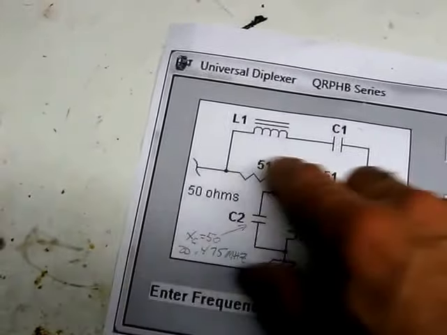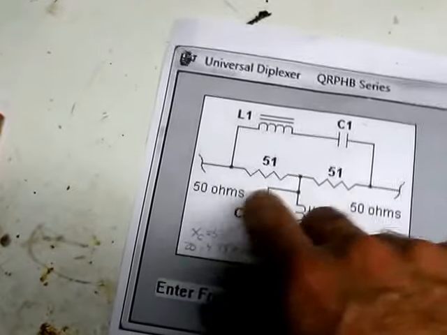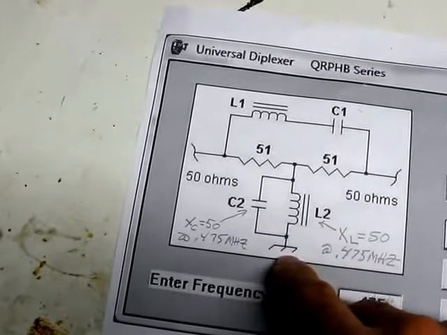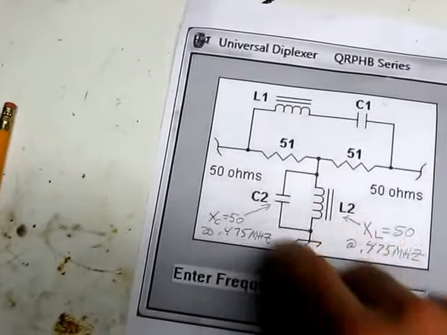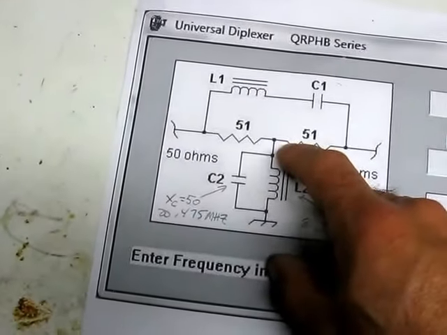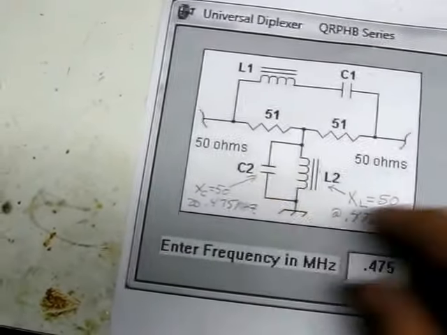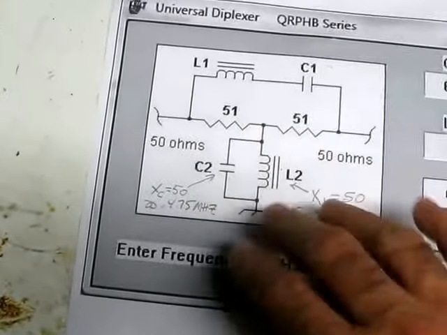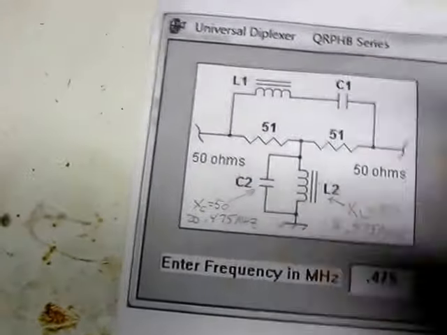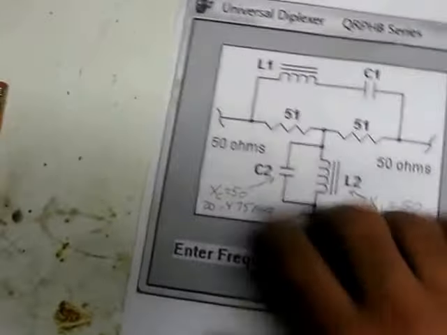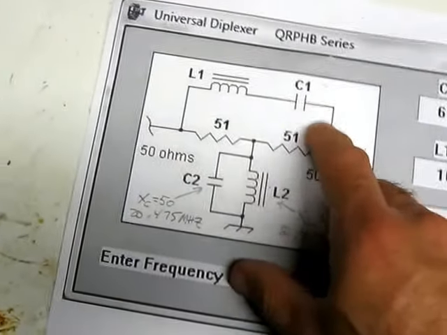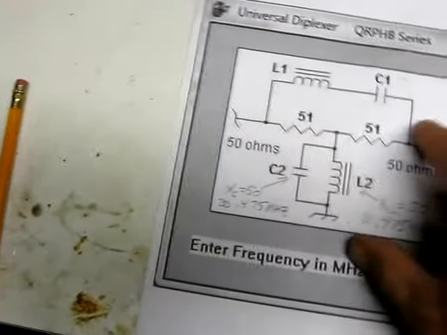So you've got power coming in, and if it's way off of 475 kilohertz, it's going to run right through this capacitor and see a dead short to ground in a 50 ohm load. And you've got reflected power coming back. It's going to run through this inductor or capacitor the same way if it's way off resonance and see basically a short to ground. So that'll take all that energy and get rid of it. But it'll pass the 475 kilohertz energy through this resonant circuit, series resonant.